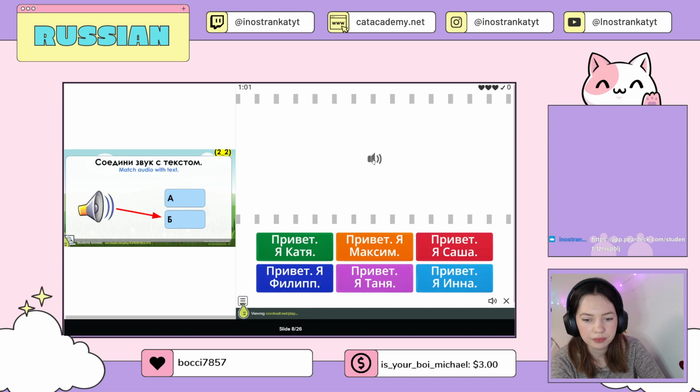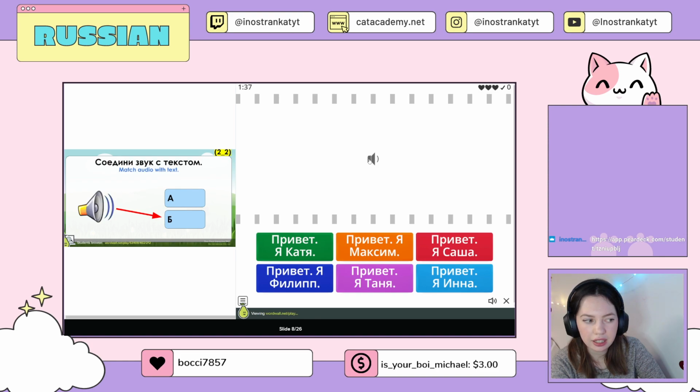Привет. Я Саша. Sasha. So try to think, even if you don't remember the Russian alphabet, still try to make comparison with your language, or with English, or maybe German or French or Swedish and Italian, because many letters sound pretty much the same. Привет. Я Саша. Yeah, Sasha.